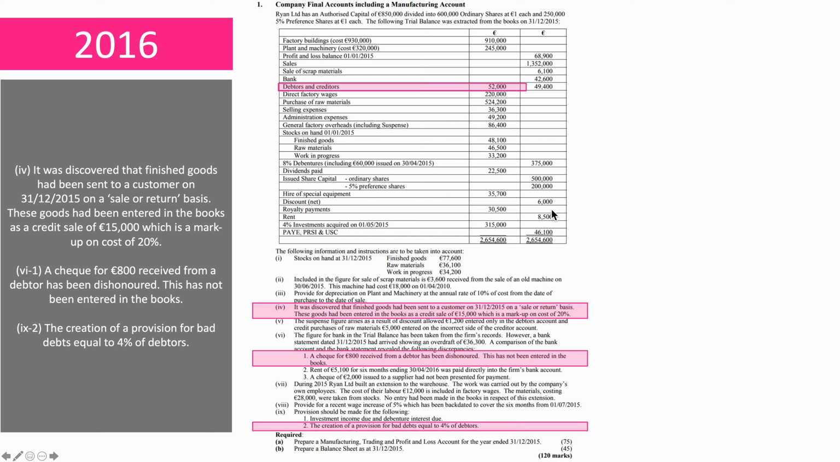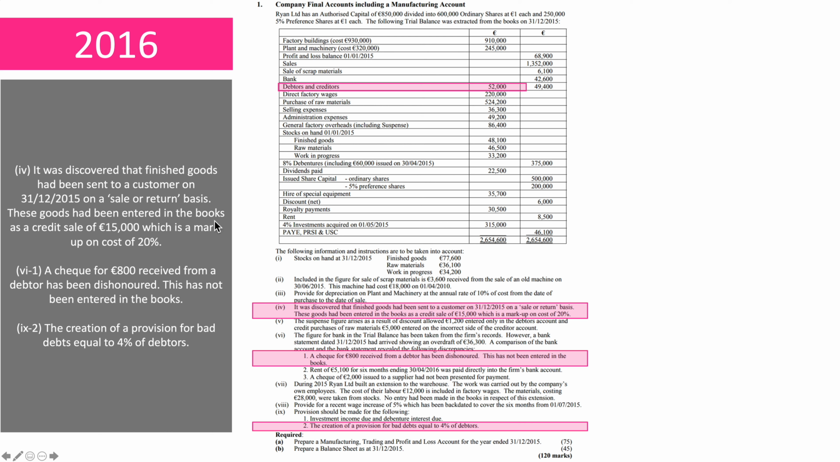In 2016, we have our debtors 52,000, and then we have 3 adjustments then. So number 4, it was discovered that finished goods had been sent to a customer on the 31st of the 12th, 2015 on a sale or return basis.